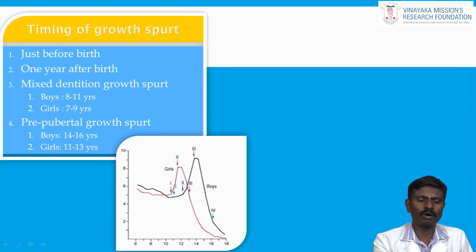In mixed dentition, for boys it is 8 to 11 years, for girls it's 7 to 9 years. Pre-pubertal growth spurt for boys is 14 to 16 and for girls it's 11 to 13 years. So if you want to do any treatment, during the pre-pubertal growth spurt and during the peak or growth acceleration period, the response will be more for growth modification or myofunctional appliances. So that is the main thing we should know.